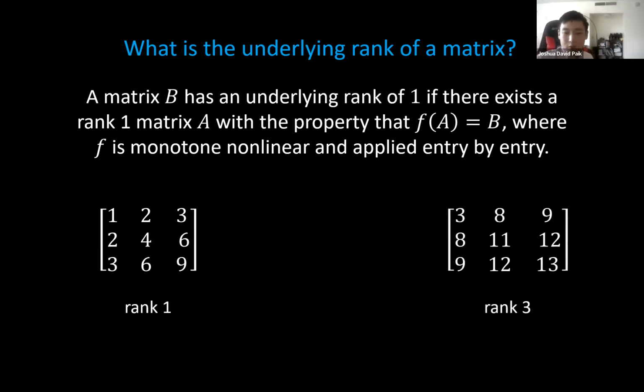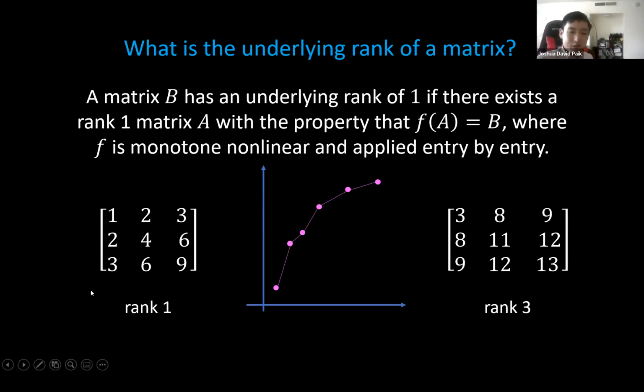Here's another rank 3 matrix. Well, it has the same ordering of entries. And indeed, if we applied this monotone function to every entry of this matrix, we'll get this matrix. So they have the same ordering. That is just saying more explicitly what I mean.